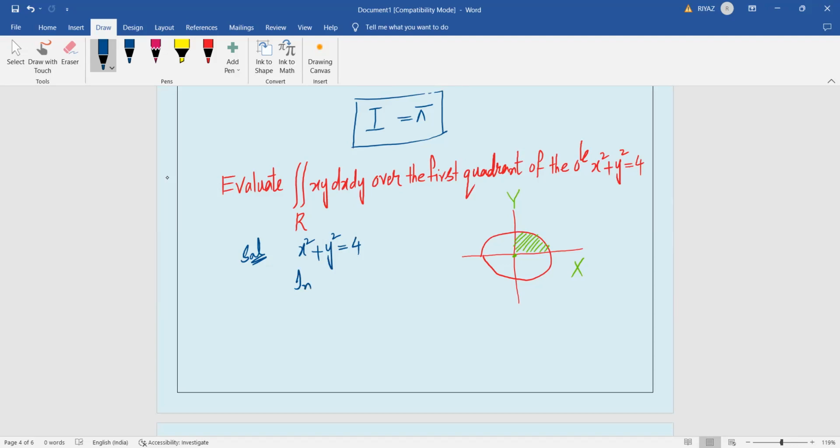On the x-axis, we always assume that y is equal to 0. So what does x square become? If y is 0, then x square is equal to 4. In the above equation number 1, if you put y as 0, you will get x square is equal to 4. Means what is the x value? Plus or minus 2 actually. But we are talking about the first quadrant now, so we do not consider the negative value. This point will be 2 comma 0.